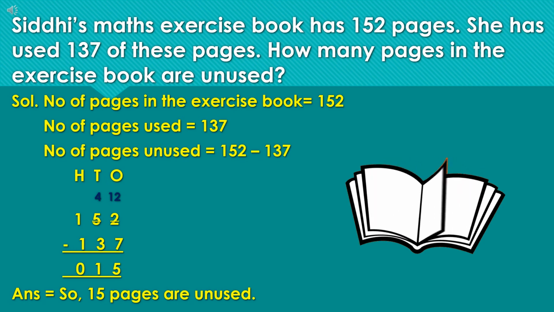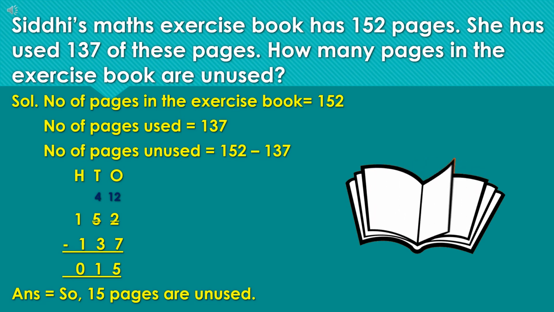She has used 137 of these pages. इनमें से 137 पेजेस वो यूज कर चुकी है. How many pages in the exercise book are unused? कितने पेजेस हैं जो अनयूज्ड हैं, जो अभी तक यूज नहीं हुए हैं? That means we have to find out how many pages are left. So children, ये जरूरी नहीं है कि आपको डायरेक्टली वो वर्ड गिवन होंगे जिनसे आपको पता चलेगा कि सब्ट्रैक्शन करना है या एडिशन करना है. तो आपको जस्ट उस इंफॉर्मेशन को ध्यान से पढ़ना है और समझना है.